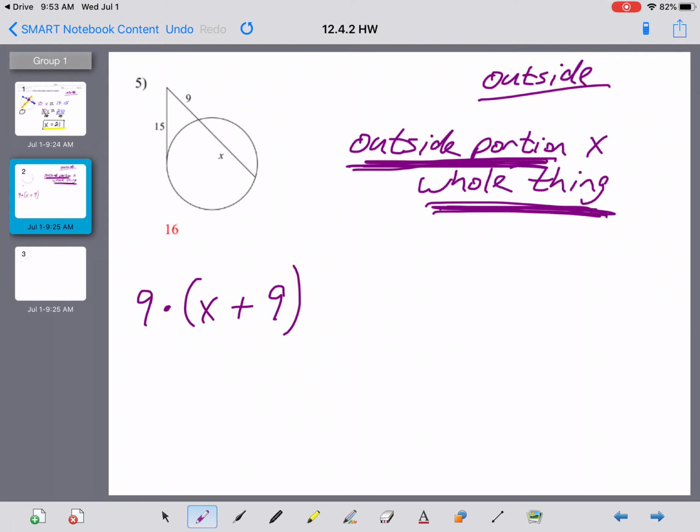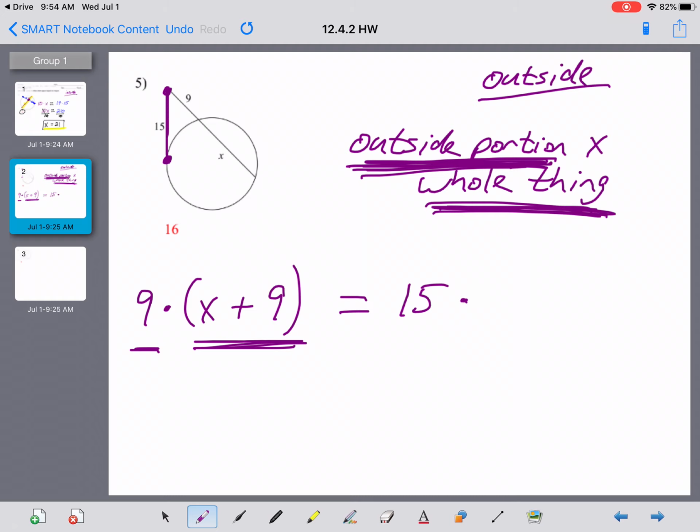And what we have right here, guys, is the expression we were looking for. The outside portion, which is 9, times the whole thing, which is X plus 9. And if we do that on the secant segment, that product is equal to the same concept now on this piece right over here. Well, it's a little bit weird to talk about, but let's do it. That's a tangent segment. So the outside portion of your tangent segment, the part that's outside of the circle, is 15. You multiply that by the whole thing.